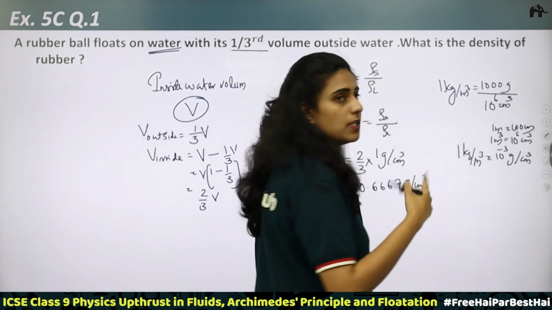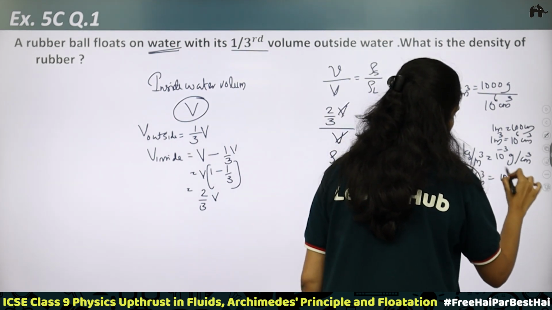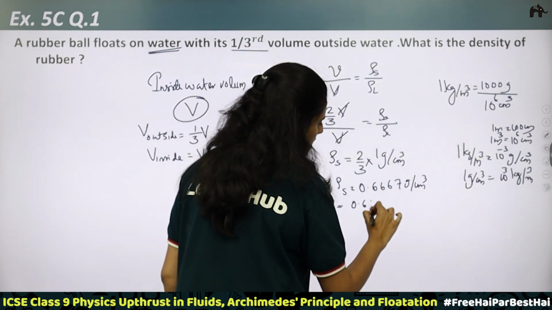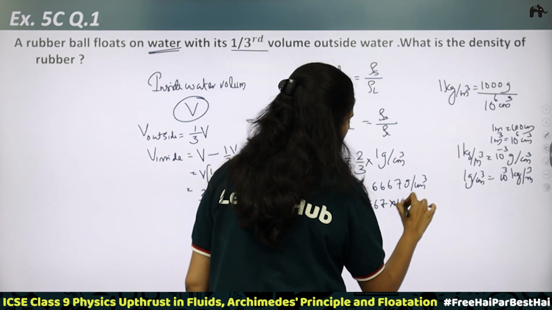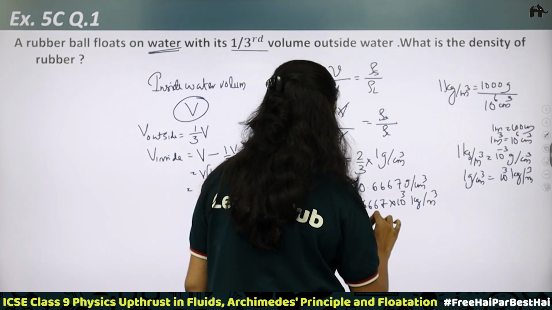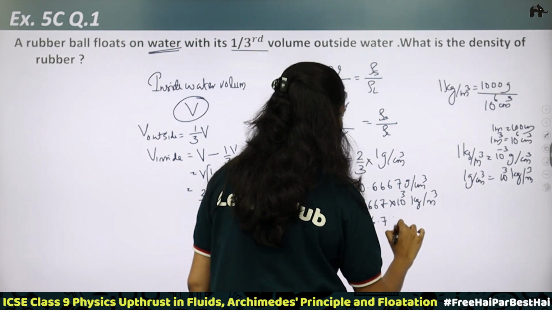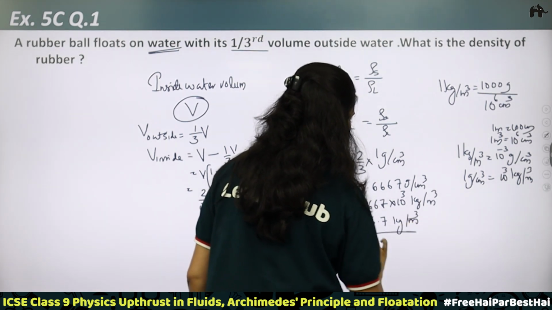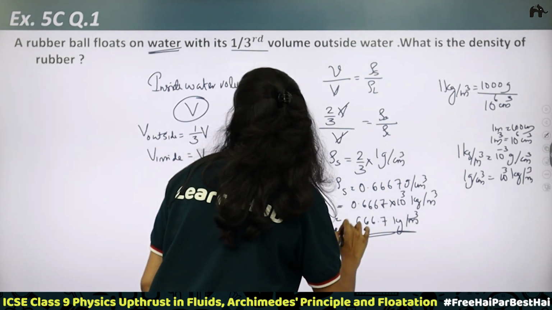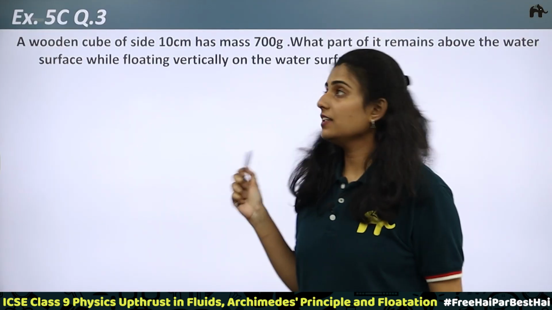So here we have it in gram per centimeter cube. So 1 gram per centimeter cube will be equal to 10 raised to 3 kilogram per meter cube, which is equal to 0.6667 into 10 raised to 3 kilogram per meter cube, equal to 666.7 kilogram per meter cube. So this is the density of the rubber ball. Clear?